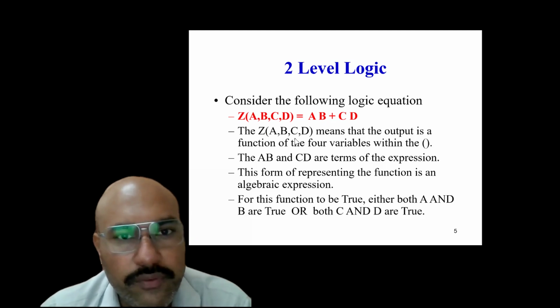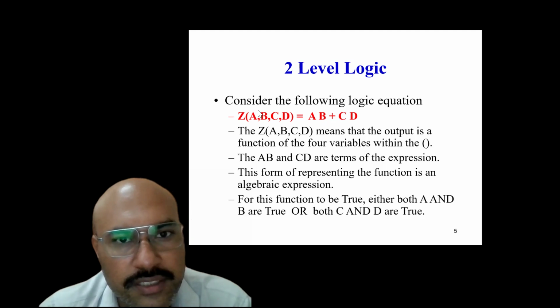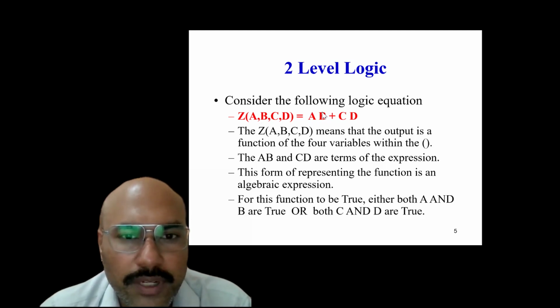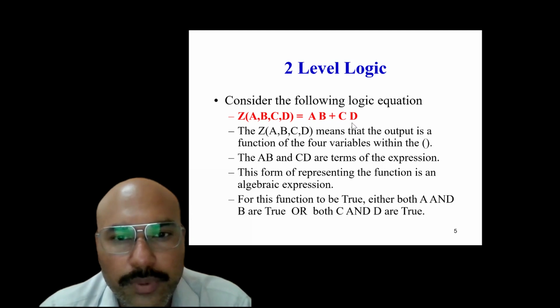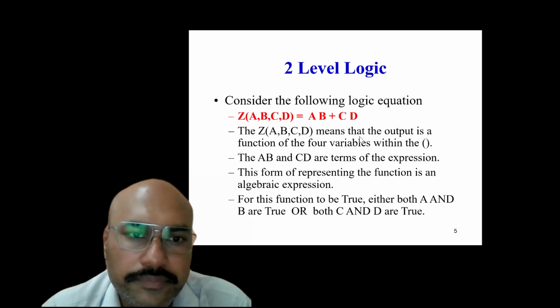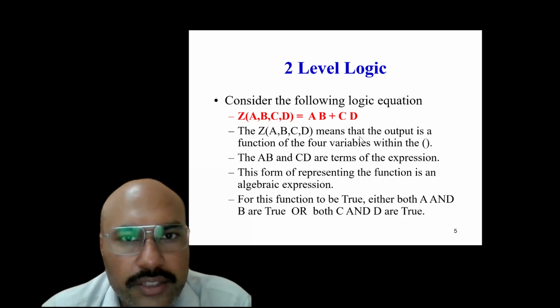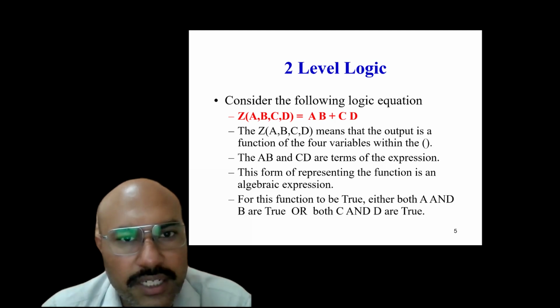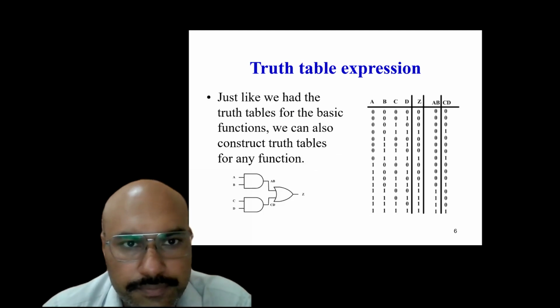So when we talk about true and false, that means this function Z can be true only when Z is equal to 1. And when can Z equal 1? It is possible if either the multiplication of A and B is 1, or the multiplication of C and D is 1. So I guess now you have understood what a Boolean algebraic expression is, how it can be represented, and how it must be read.